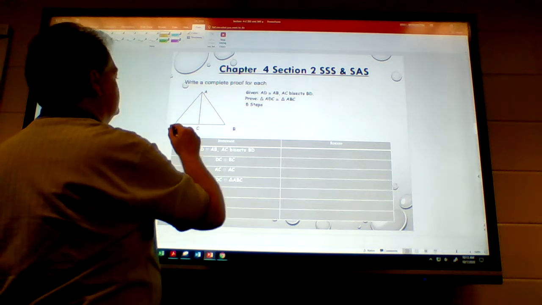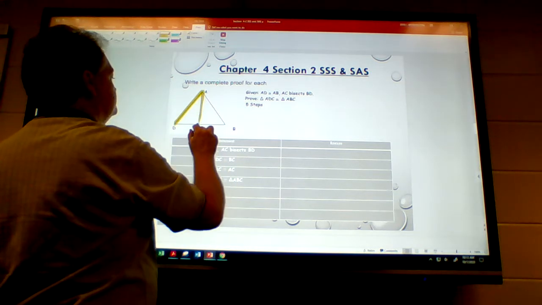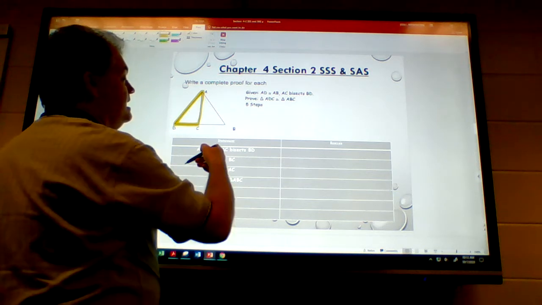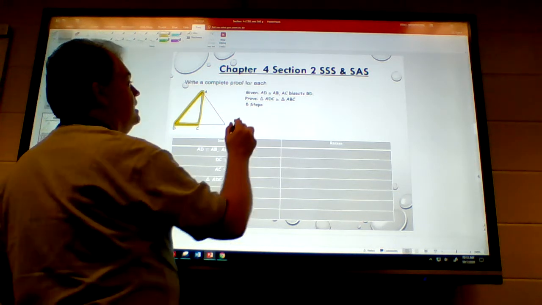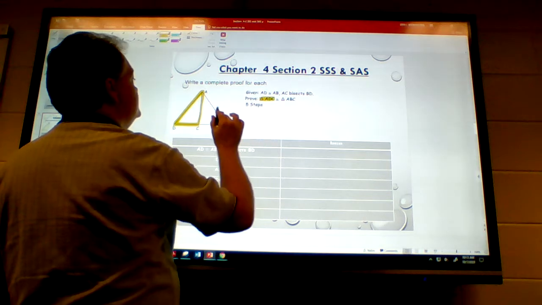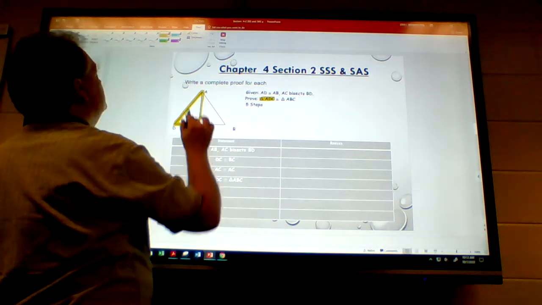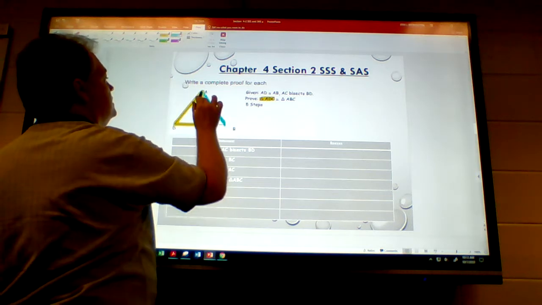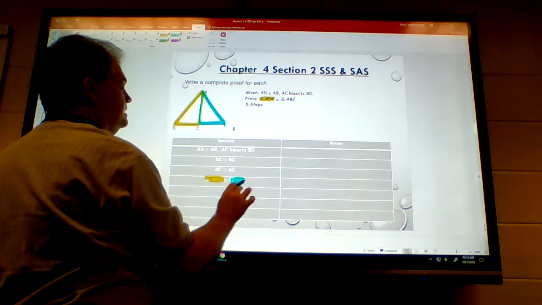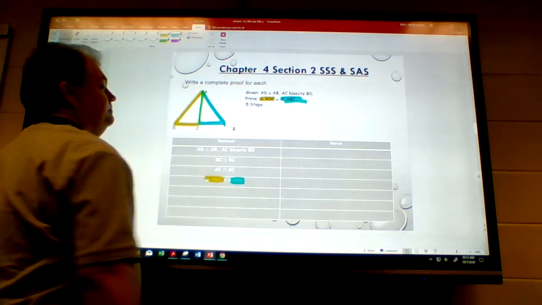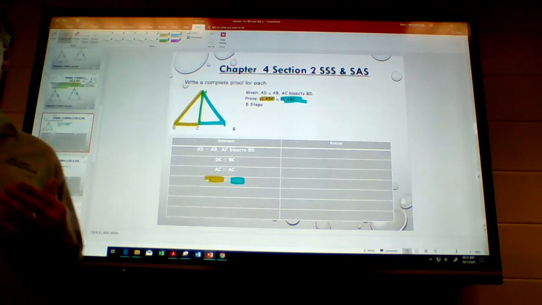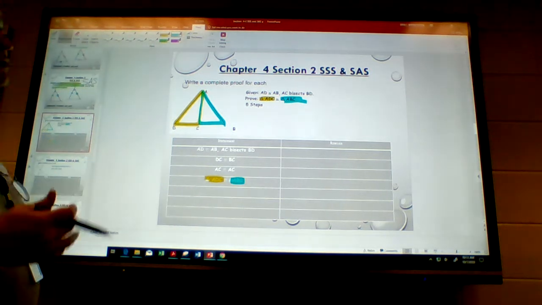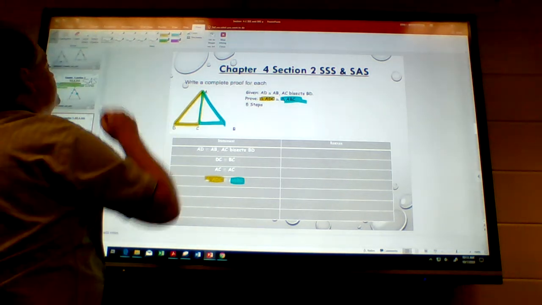First, I'm given that AD is congruent to AB and that AC bisects BD. And I'm trying to prove that triangle ADC is congruent to triangle ABC. And I'm putting them down there. Now this time I gave you the statements. All you got to do is come up with the reason. But I won't always be that. You won't always be so fortunate in that aspect.